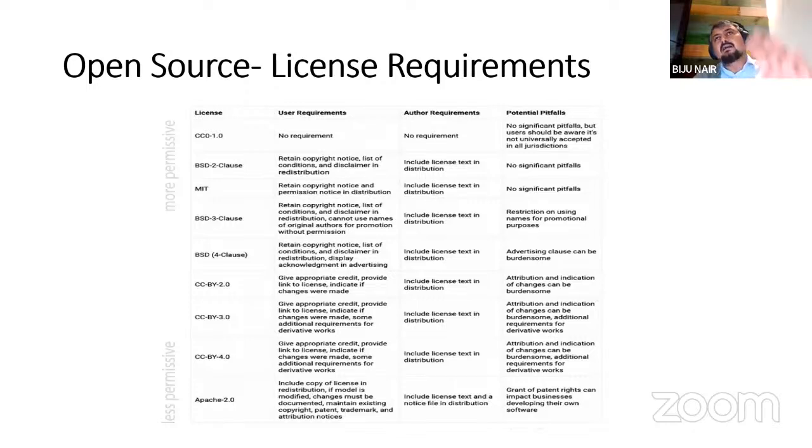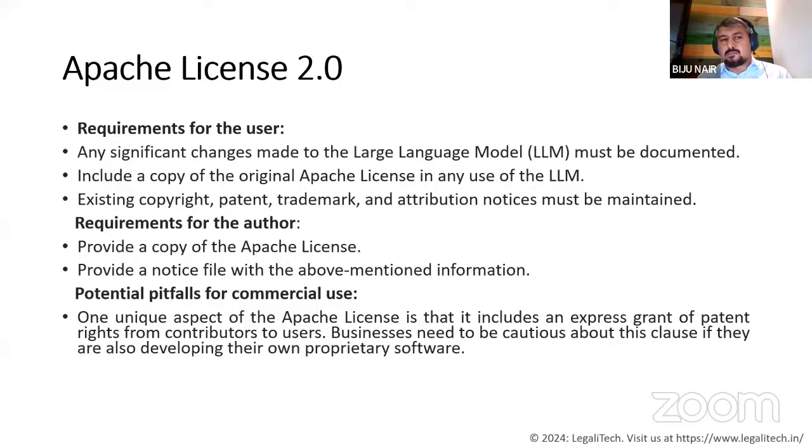If you see from this slide, any large language model that is under MIT or Creative Commons 1 has less burden on the users and the authors also. So that is easier to use. If you use a less permissive one, like an Apache 2.0 license for large language models, then the obligations on the downstream users and on yourself are higher. Documentation and other things would make it very complex for commercial use. So all these things need to be looked into when you're considering any large language model.